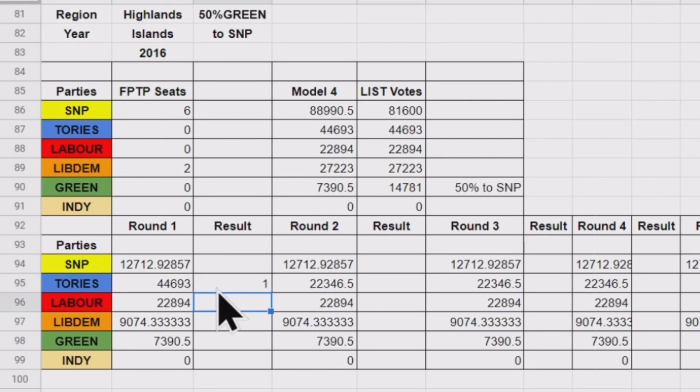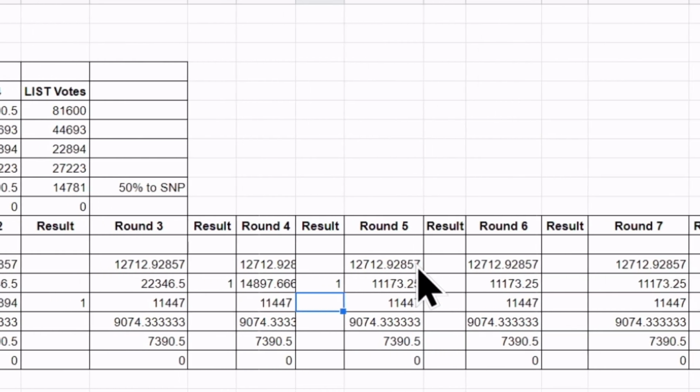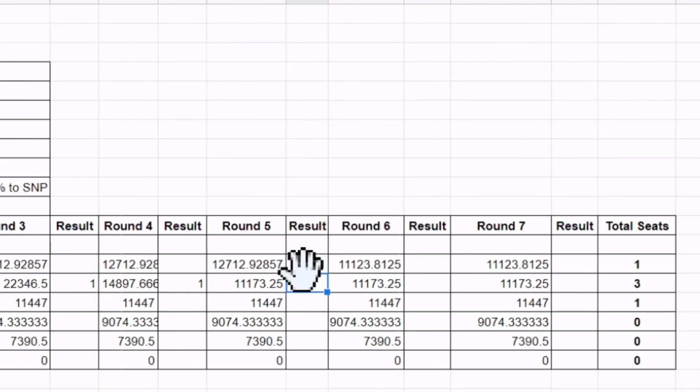Tories win, and then it looks like Labour wins, and then Tories win, and then Tories win again. Is that really right? Oh my word. Gosh. And then SNP win. Yay for the SNP! Amazing.